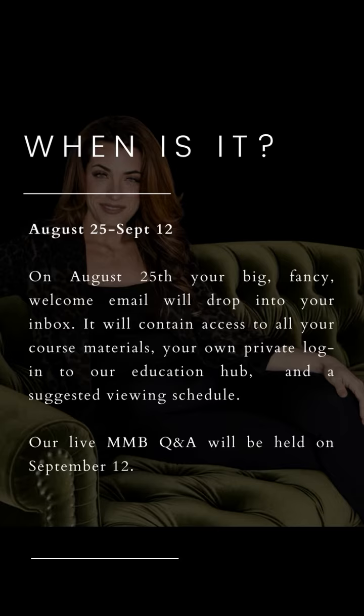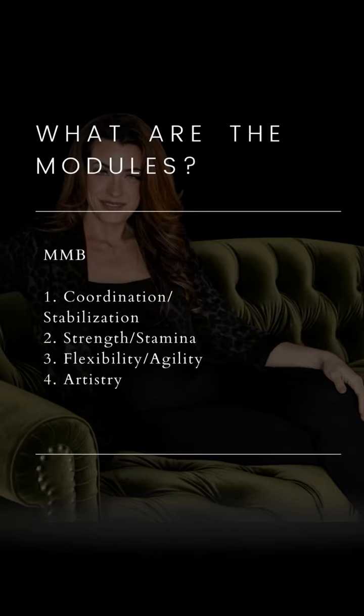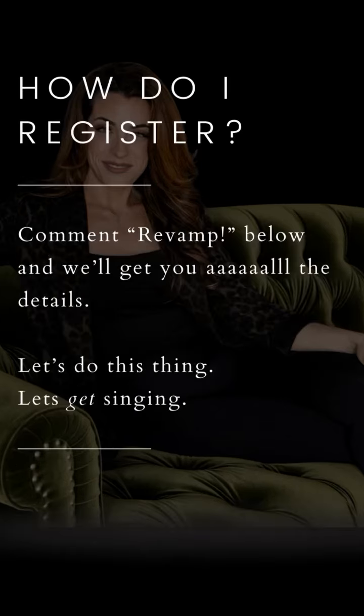But of course, you can take this at your own pace, on your own time, in a way that makes most sense for you. Each module contains two components. The first is an asynchronous lecture where we go over all of the crucial anatomy and function details so that we really know what's going on. And then the second is what we call an application call. This is where we're going over the in-studio application of the concepts we presented in the asynchronous lecture. These will be full of all the exercises you need to help your students build efficient, balanced registration that's going to serve them in their contemporary careers.